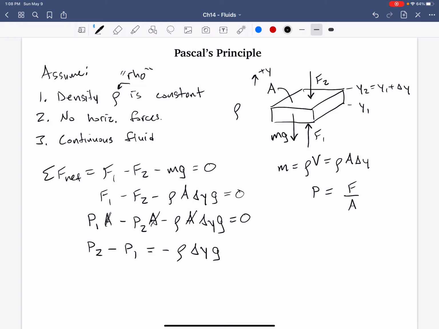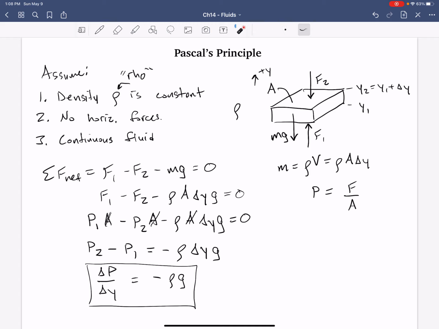So I can write that as delta P, and I'm going to divide the delta y to the left side, and thus we have the following right here. And this is one way to write Pascal's principle. So what this says is that there's a change in pressure for the same change in height, right? Or rather, a change in pressure is directly proportional to a change in height. And that proportionality, that amount, is a constant. It's a negative, but it's a constant.